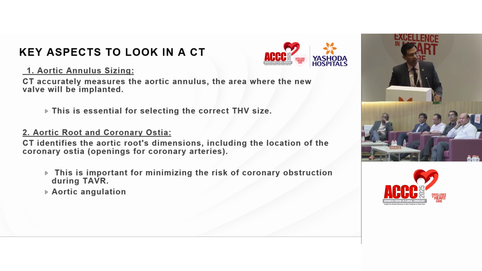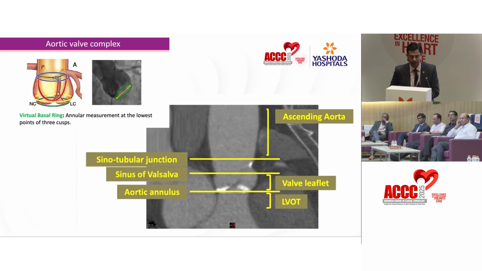So these two aspects are to start with: the annulus sizing as well as the aortic root anatomy and the coronary ostia. And we all know today that the aortic annulus is not a single plane structure. It's a 3D structure, and for that you need a 3D evaluation that the CT can provide, because there is no clear-cut annulus. How do we determine the annulus in a TAVI case? We determine it by choosing the lowest points of the sinuses, the LCC, NCC, and the RCC. These are the dimensions we need.